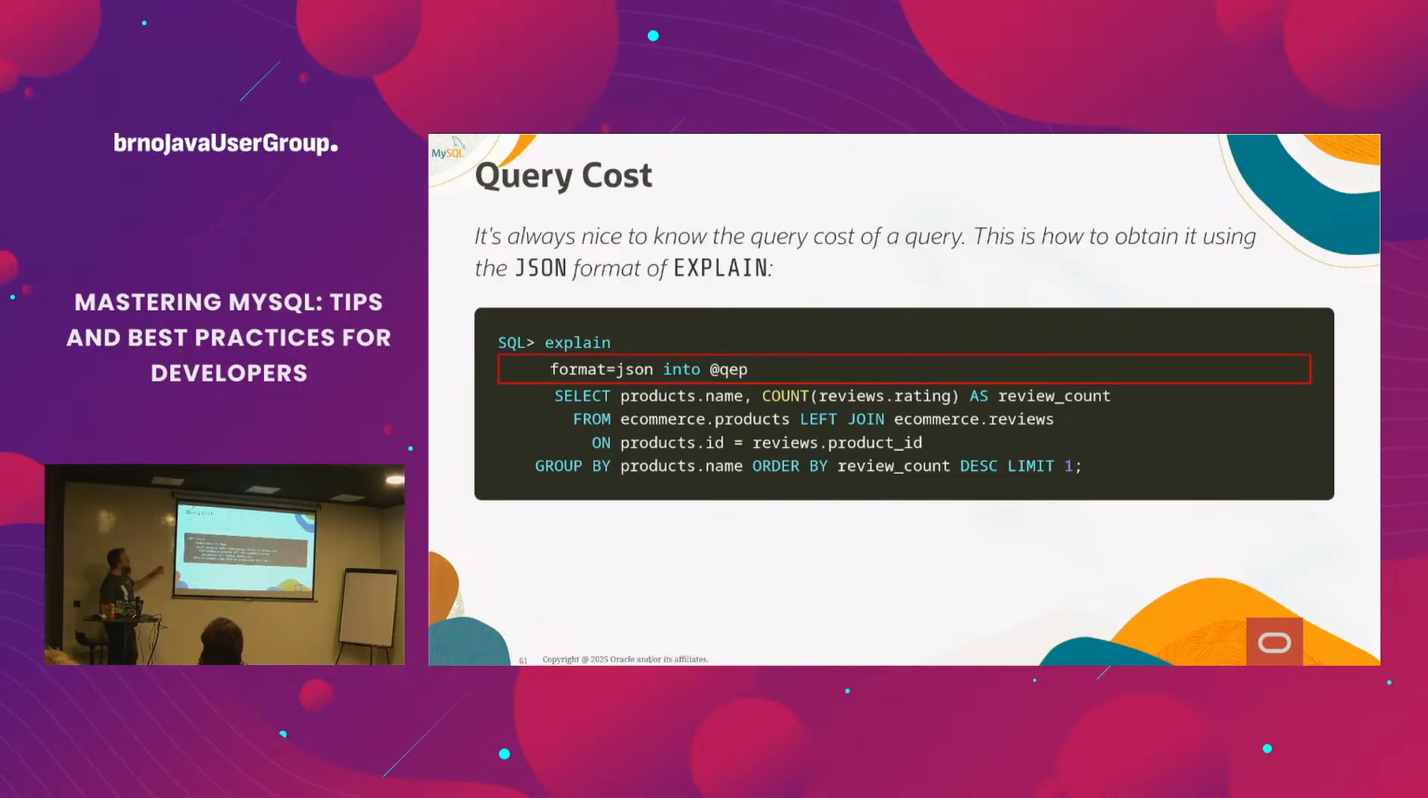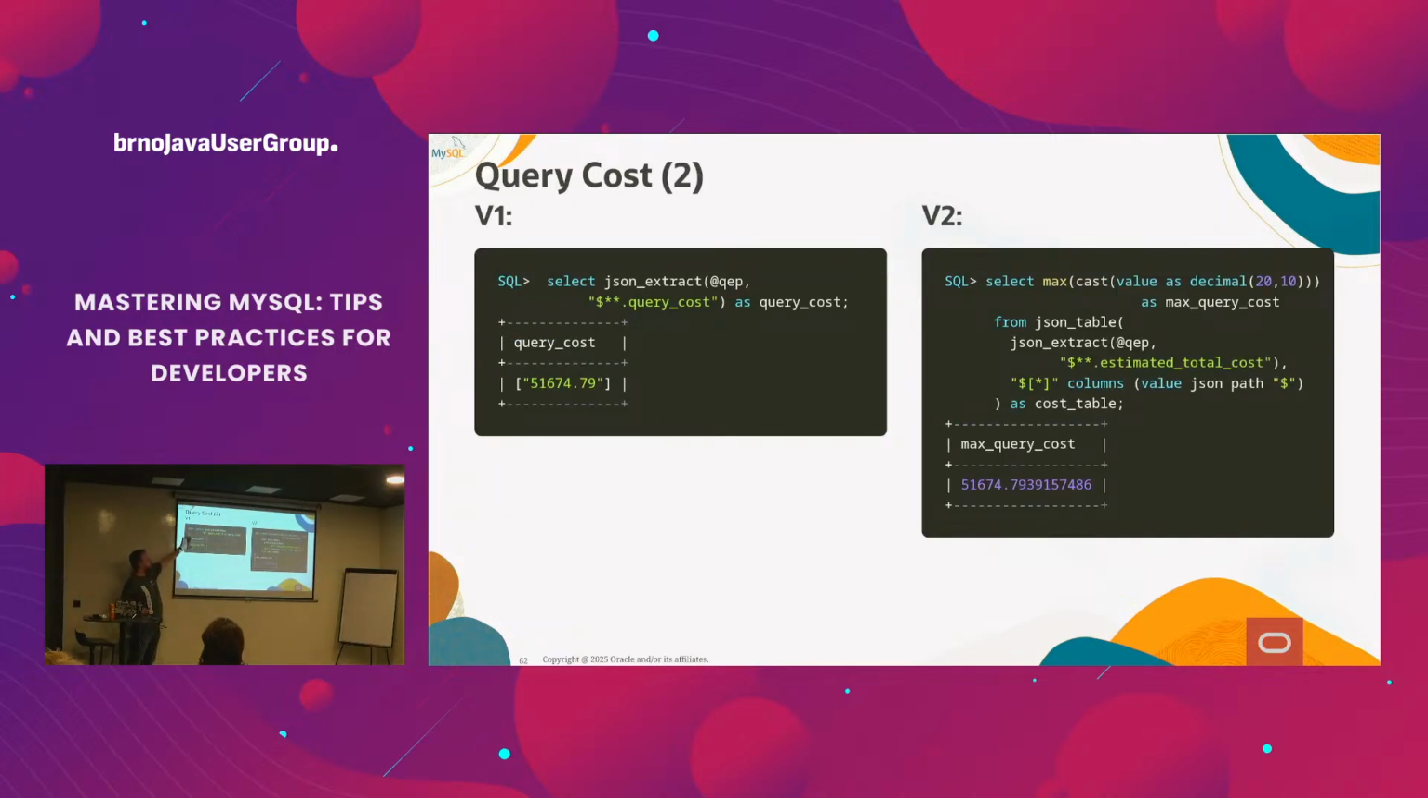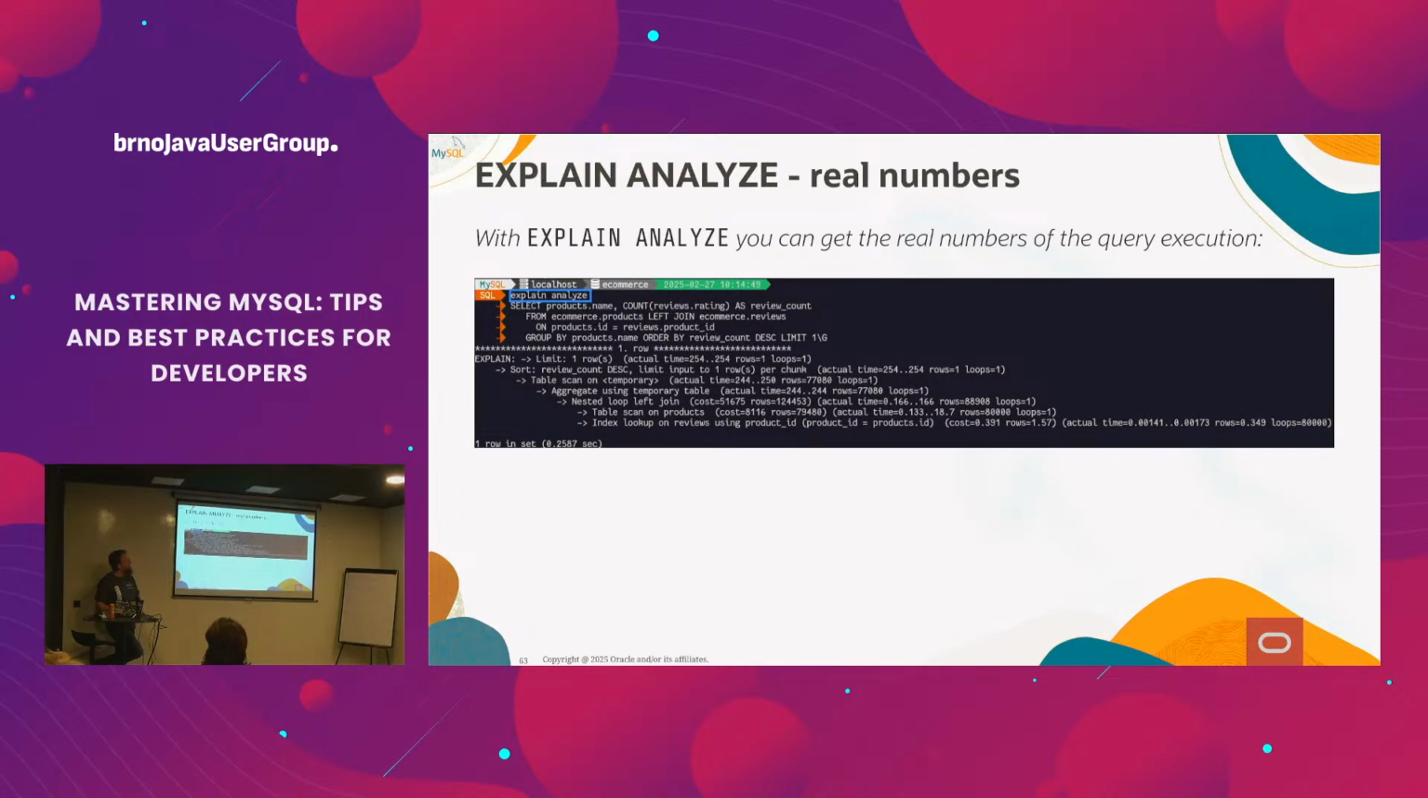If you use format JSON, you can store it in a variable. So you can run your explain, store it in a variable, and do whatever you want with the variable after that. For example, with the variable, I can extract only the cost. As you can see here, I'm using JSON notation to get it out, because of the native JSON data type. I think the native JSON data type was in MySQL first, even before Oracle database. So it has plenty of functions to do that.